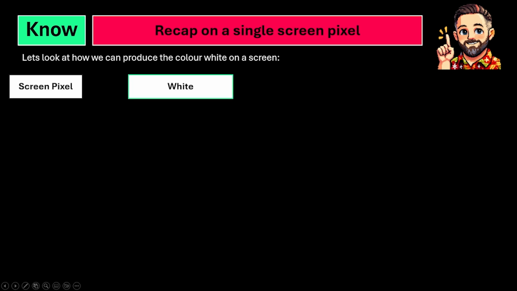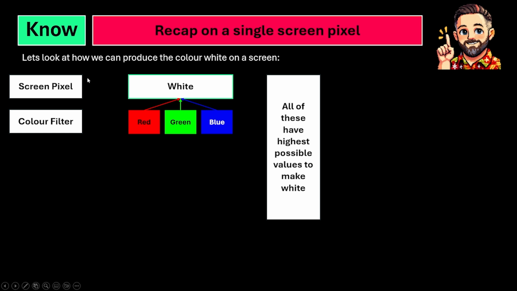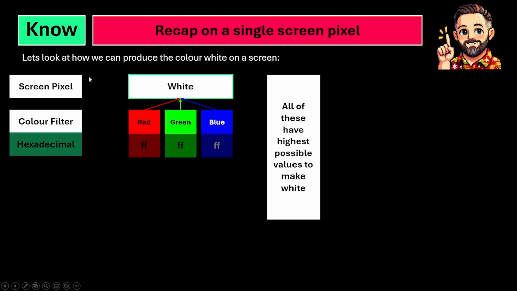To produce the colour white on a screen pixel, as you can see in this background here where we've got white, you are actually seeing three different colours all set to their highest value. There are three filters: red, green and blue, also known as RGB, and each of these, when they're up to their maximum and overlaid together, create the colour white. And all of these have to be on to a maximum.